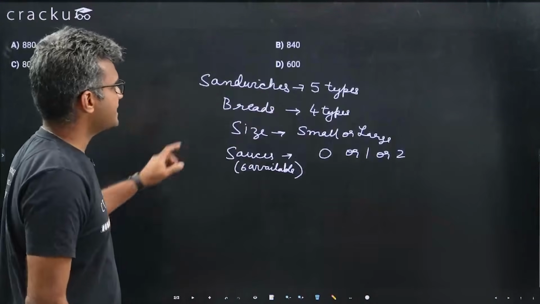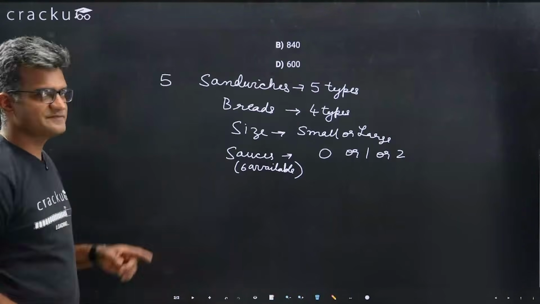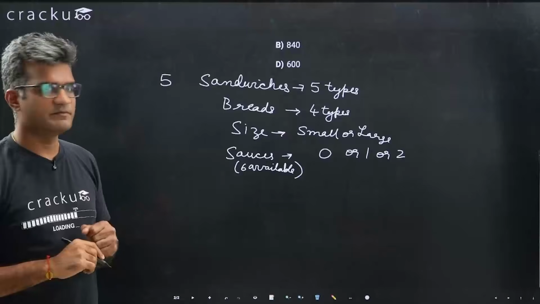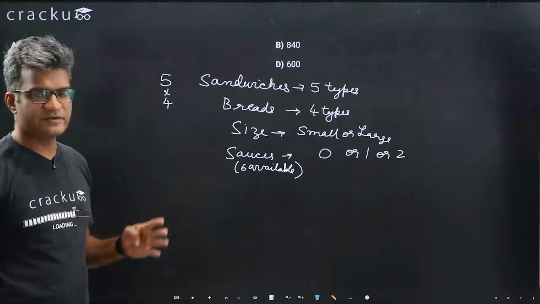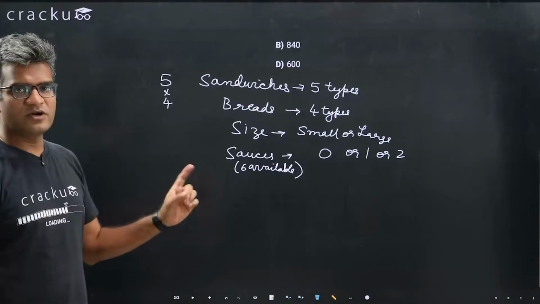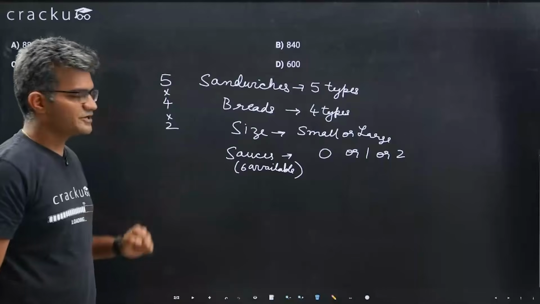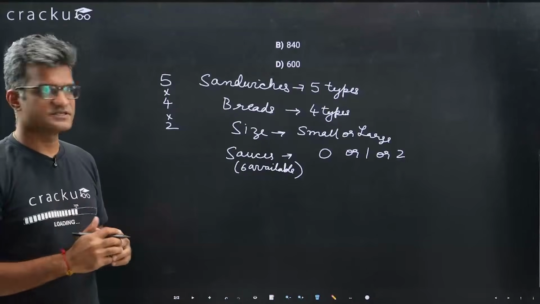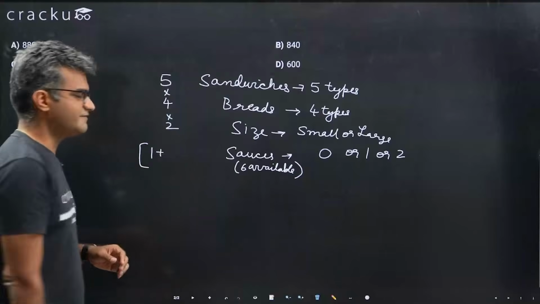So the type of sandwiches can be selected in 5 ways, because there are 5 types, and he has to select only one type of sandwich to be made. The bread can be selected in 4 ways, because there are 4 types, and he has to select one bread. The size can be either small or large. That also can be selected in 2 ways. With respect to sauce, there are 6 available sauces. Suppose he is selecting no sauce. That can be done in one way.